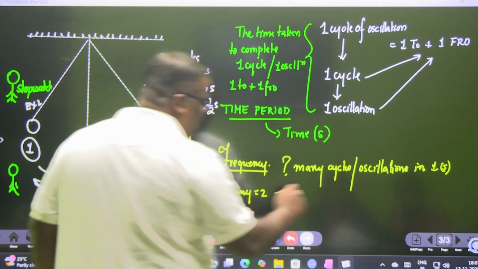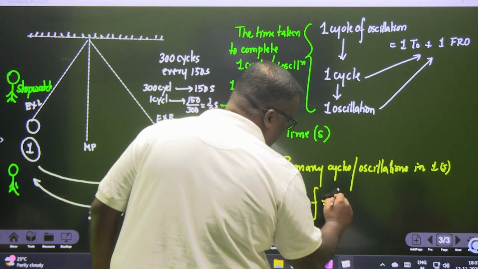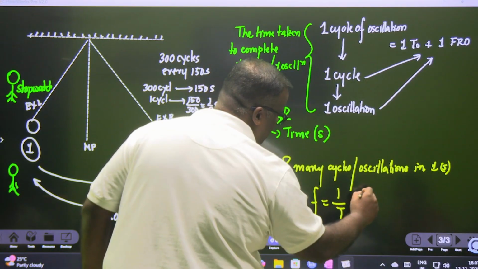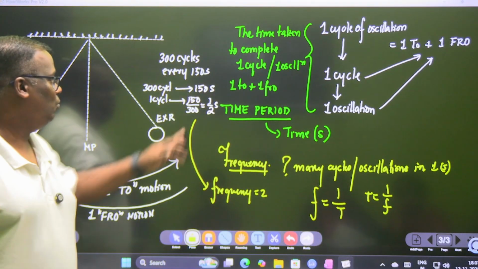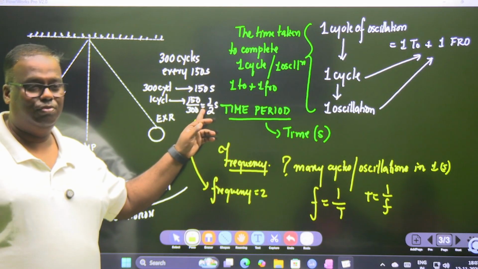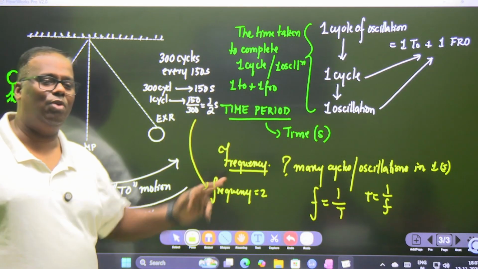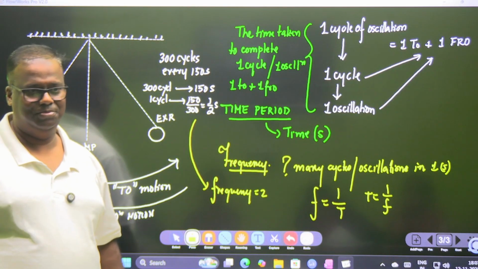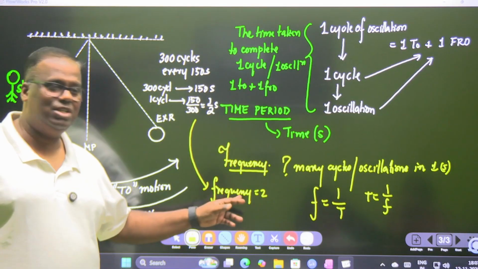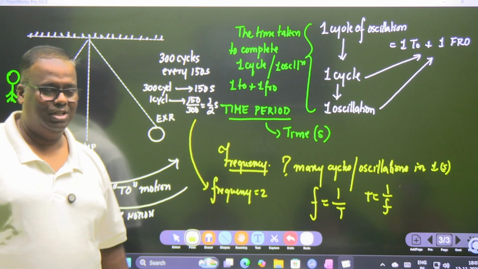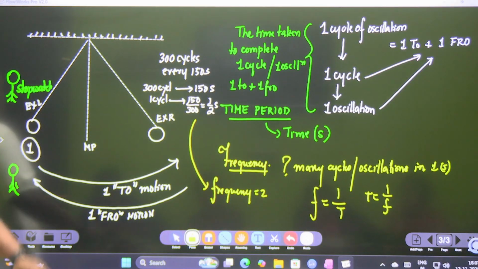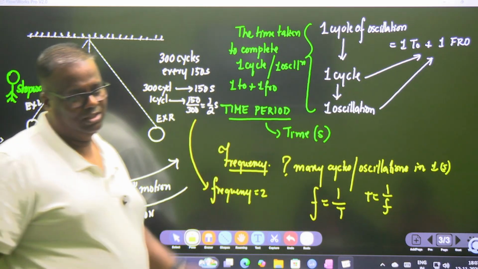This establishes that the formula for frequency is very simple. It is 1 over time period. And time period is always 1 over frequency. Just check. What was your time period? Half. Frequency is 1 over time period, 1 over half, 2. And if frequency is given as 2, time period is 1 by 2. Time period and frequency are always reciprocal of one another.